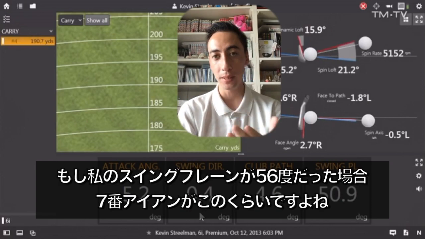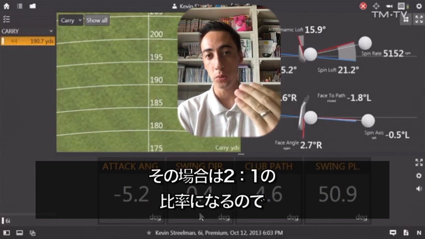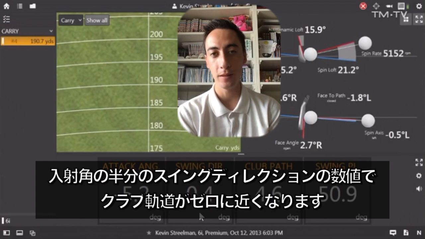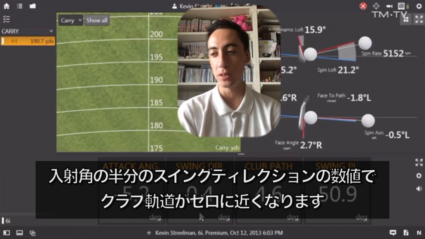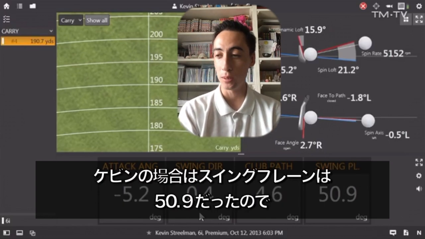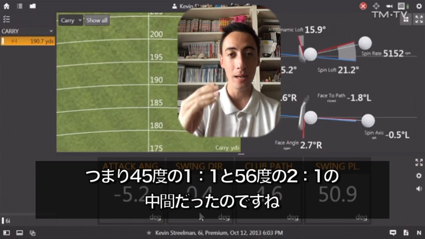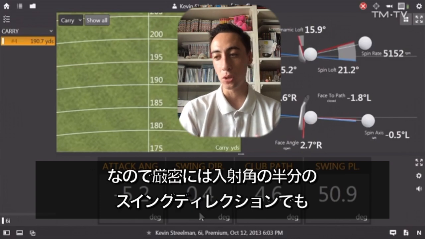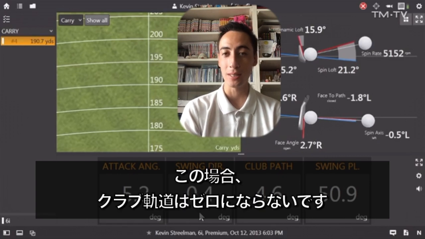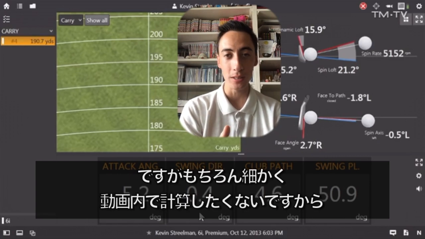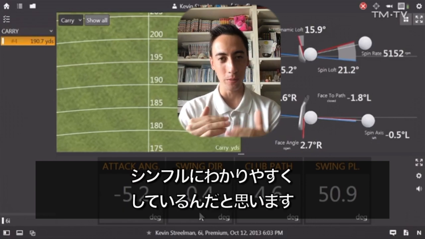Now, if I had a swing plane of 56 degrees, which is more like a 7-iron, then I would have a 2 to 1 ratio, which means I would have to halve that angle of attack, which would be a negative 2.6 swing direction, to get that club path to 0. Now, this particular player's swing plane is 50.9, so it's somewhere in between that 45 1 to 1 and that 56-degree 2 to 1. So if you just halve the angle of attack, which gets a negative 2.6 swing direction, it's not going to get that club path all the way to 0. But again, they didn't want to do the whole math equation, so they gave you a simplified answer.